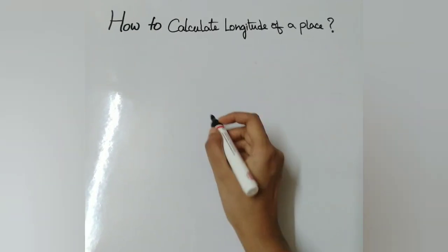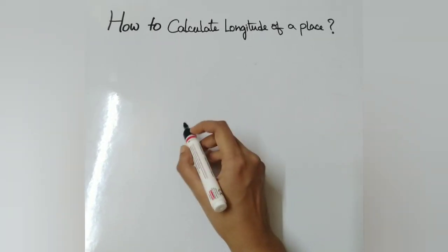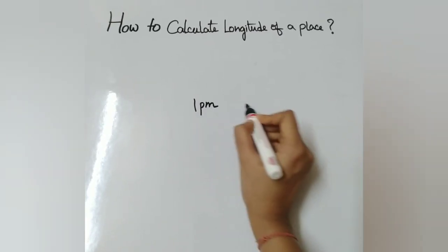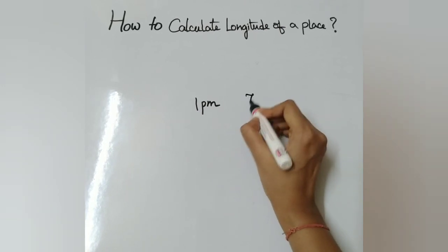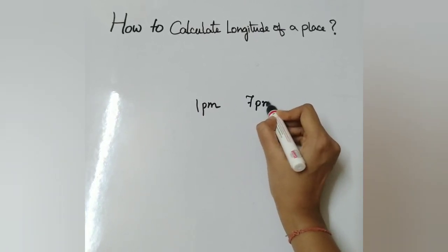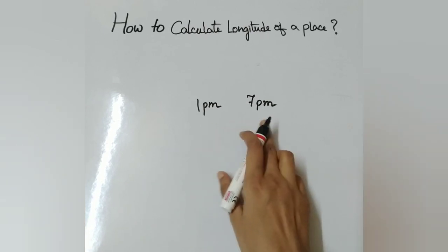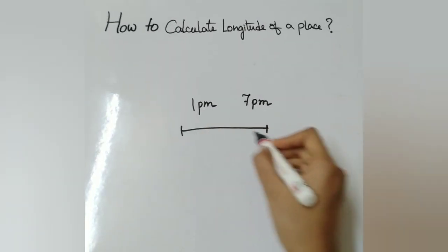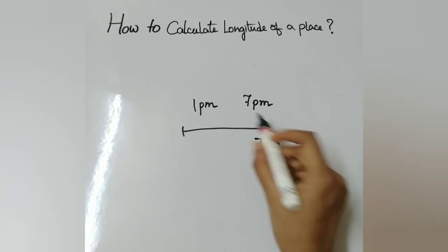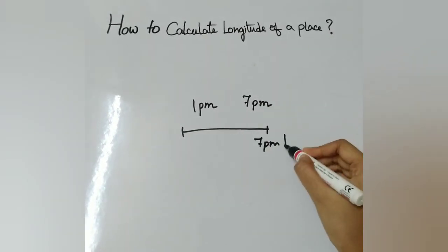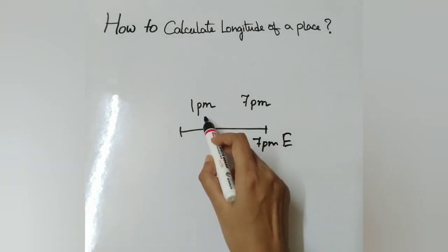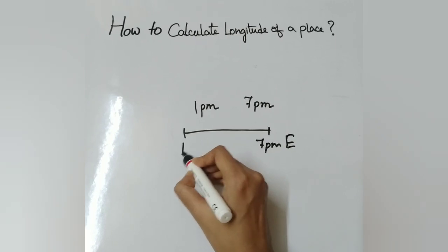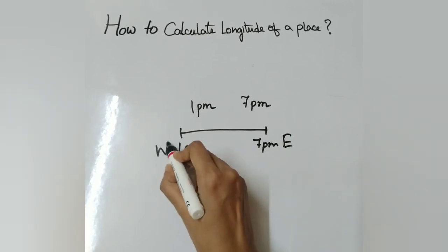Firstly, the question will give you two timings of two places. Suppose one place's timing is 1 p.m. and another place's timing is 7 p.m. Comparing these two timings, 7 p.m. is ahead of 1 p.m. That means it is in the eastern hemisphere. And 1 p.m. is behind 7 p.m. That means it is in the western hemisphere.